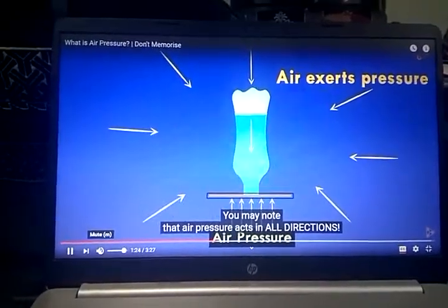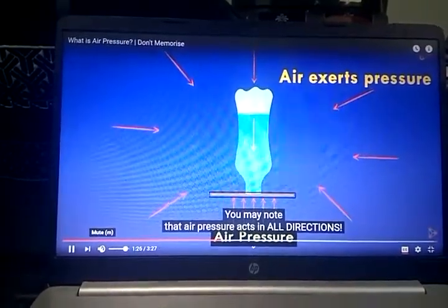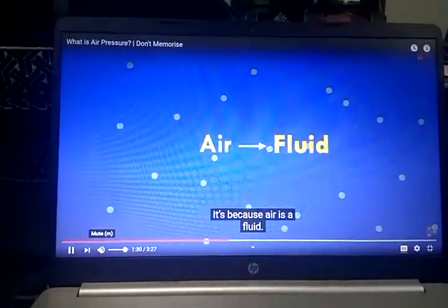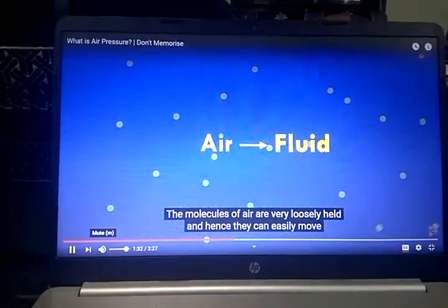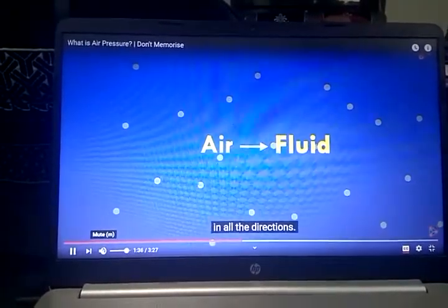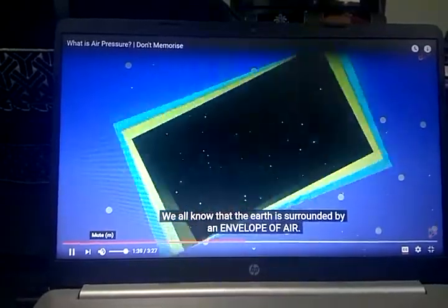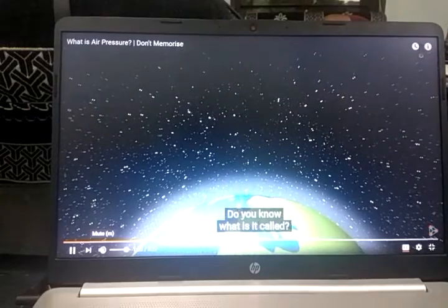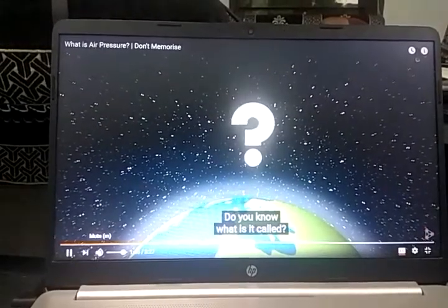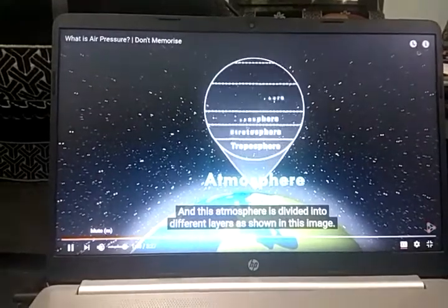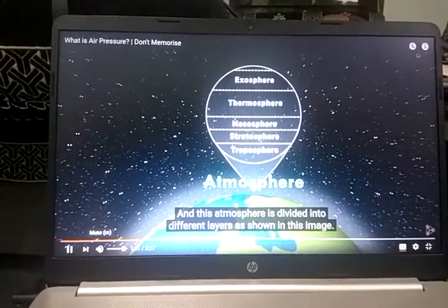You may note that the air pressure acts in all directions. Do you know why? It's because air is a fluid. The molecules of air are very loosely held and hence they can easily move in all directions. We all know that the earth is surrounded by an envelope of air. Do you know what it's called? It's called the atmosphere. And this atmosphere is divided into different layers as shown in this image.